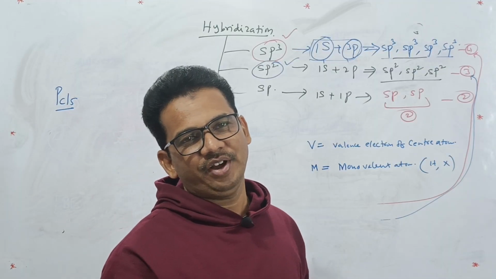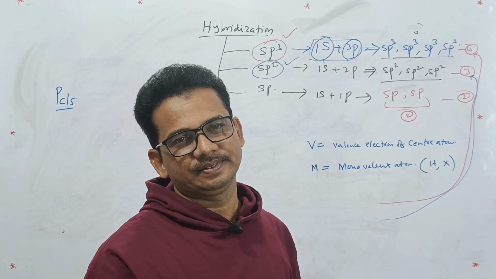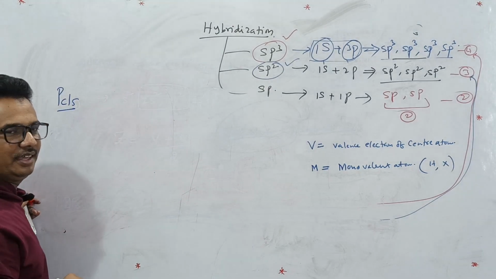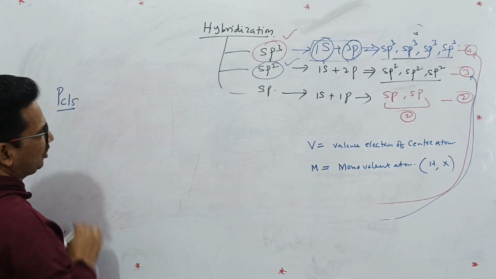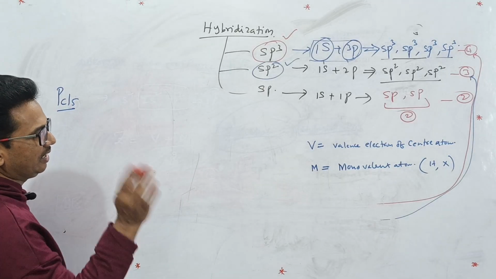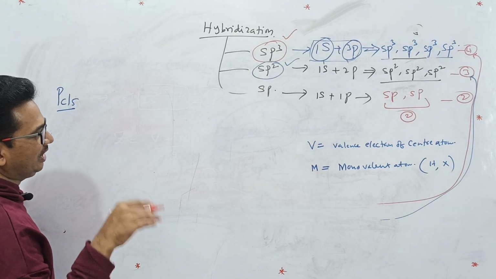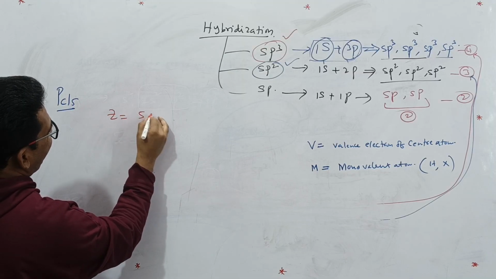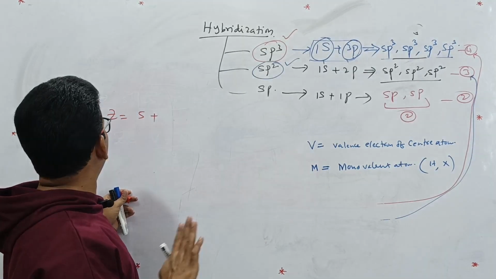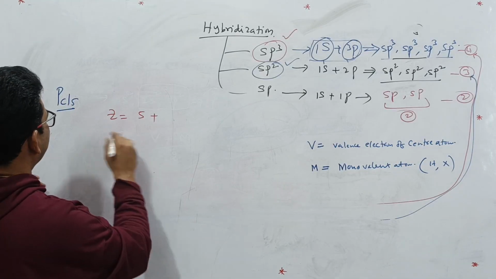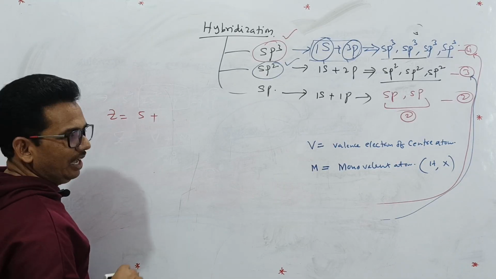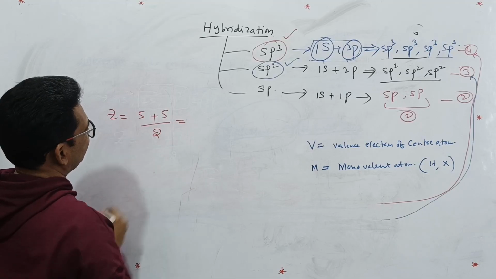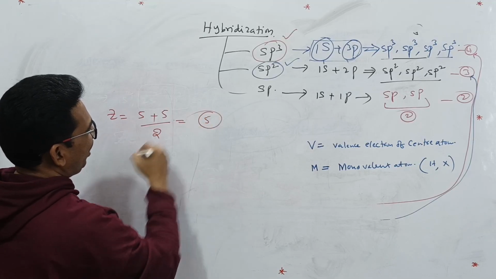PCl5. Phosphorus is the center of the atom. How many valence electrons will it have in the outer shell? When you write the electronic configuration, you will come to know that V is equal to 5, because it belongs to group five. Then how many halogens does it have? 5. Then divided by 2. What answer will we get? 5.